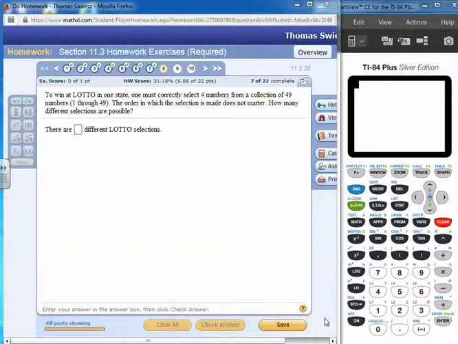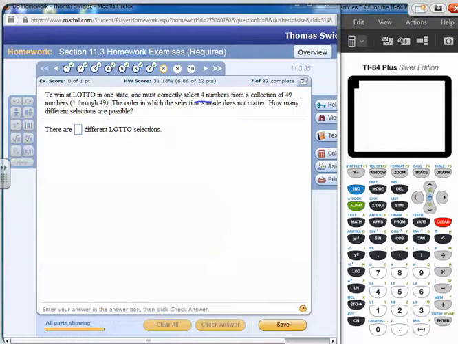Let's solve homework exercise number 8 from section 11.3 homework exercises. The problem states: to win the lotto in one state, one must correctly select 4 numbers from a collection of 49. The order in which a selection is made does not matter. So how many different selections are possible?